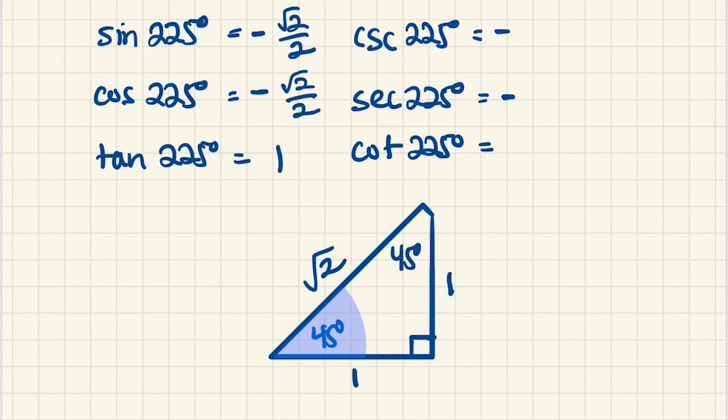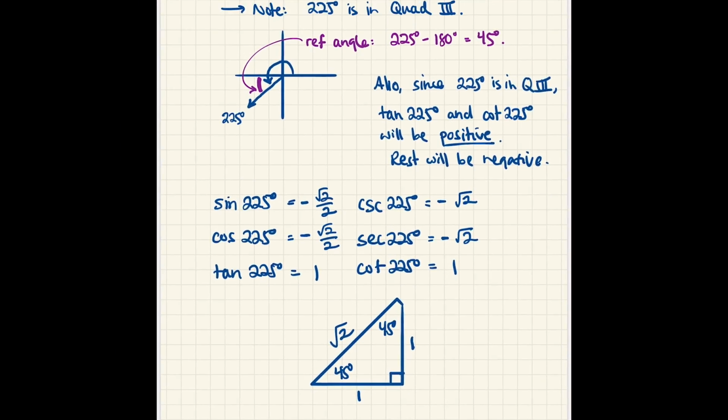Okay, so cosecant, well, that's the reciprocal of sine, so that's hypotenuse over opposite, and that's root 2 over 1. So root 2, except negative root 2 for the 225 degrees, because quadrant 3. Secant of 225 degrees, hypotenuse over adjacent, so that's negative root 2, and cotangent of 225, adjacent over opposite. And there we are. We're done.